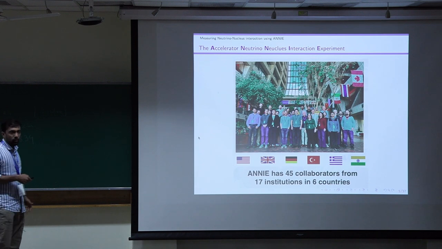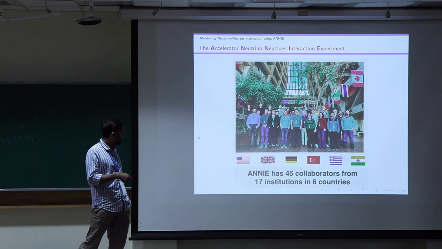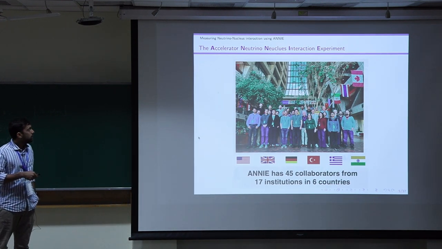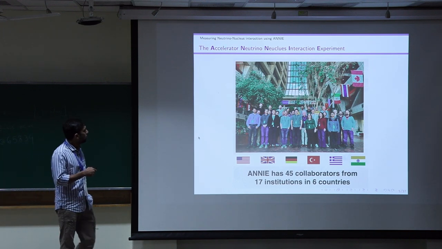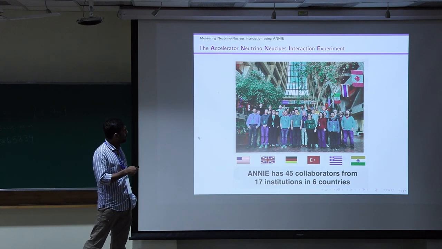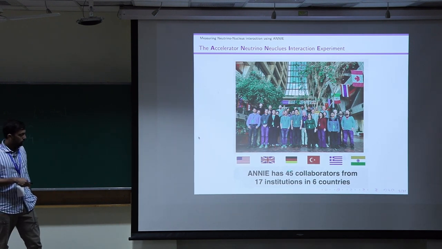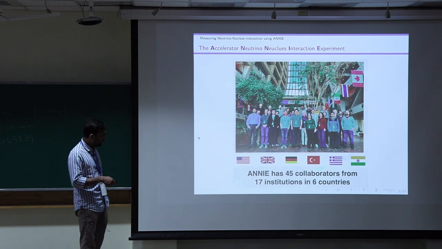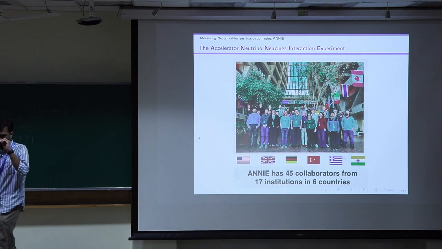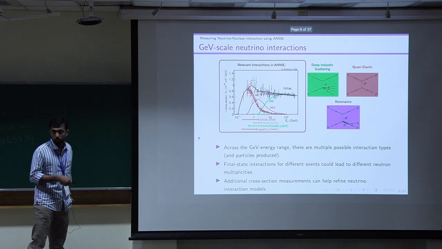Here comes the goal of ANNIE. ANNIE is a small experiment. It stands for Accelerator Neutrino-Nucleus Interaction Experiment. We are a small collaboration of 45 people from 6 countries. We also joined ANNIE recently, and so I'll briefly talk about what this experiment is going to do.